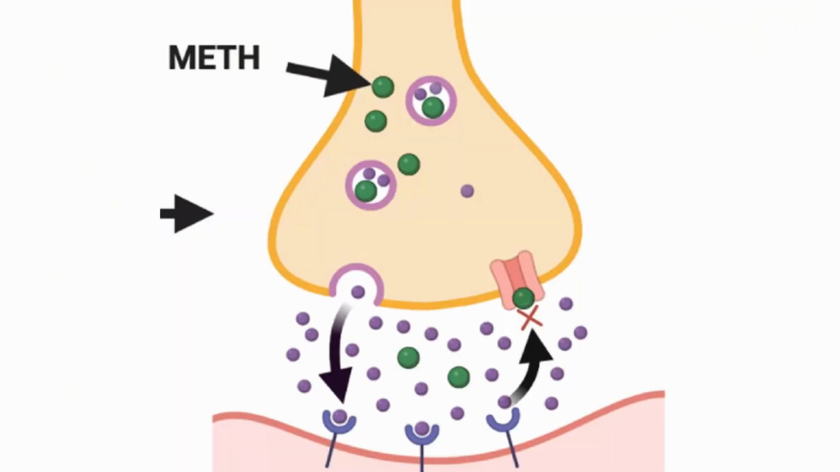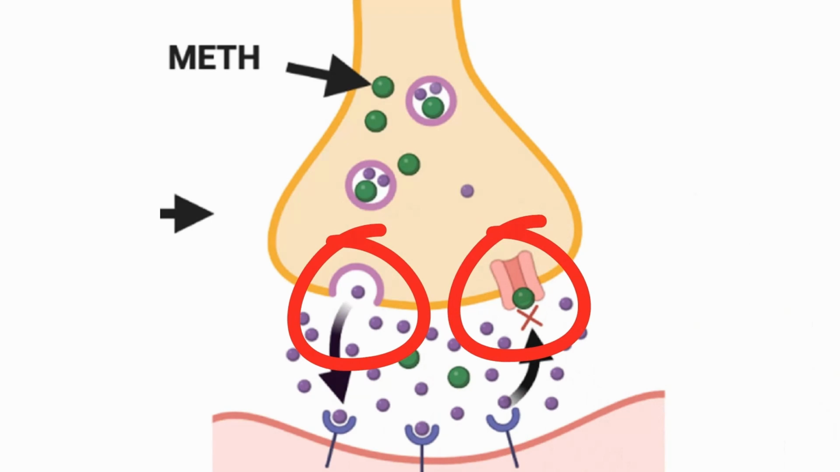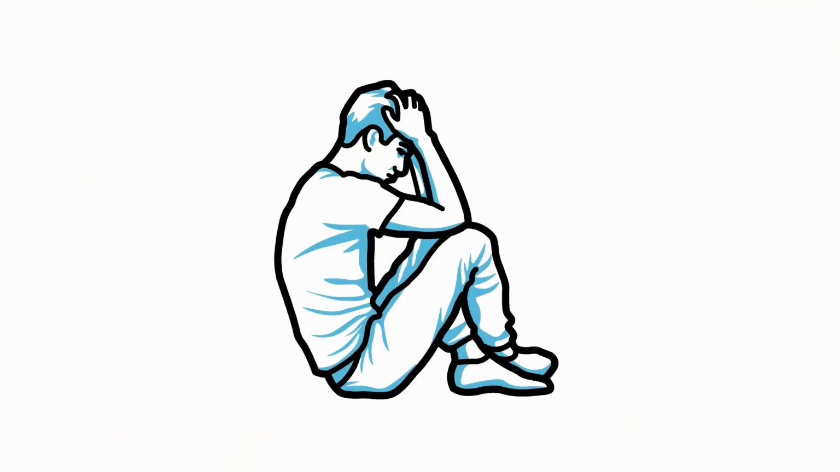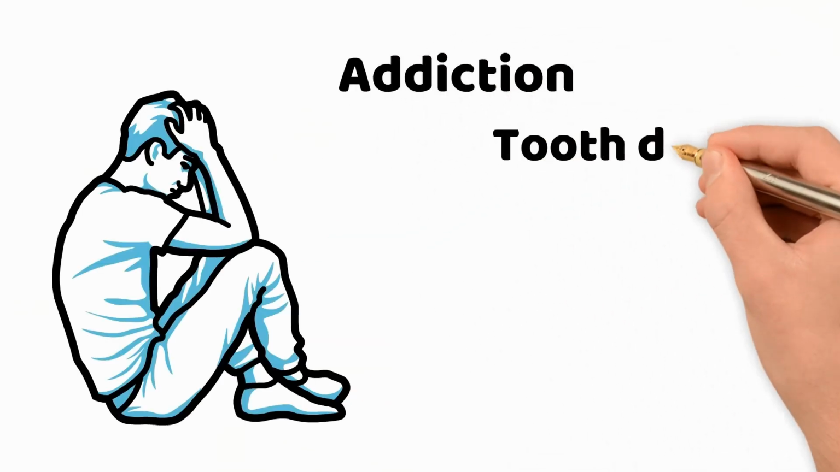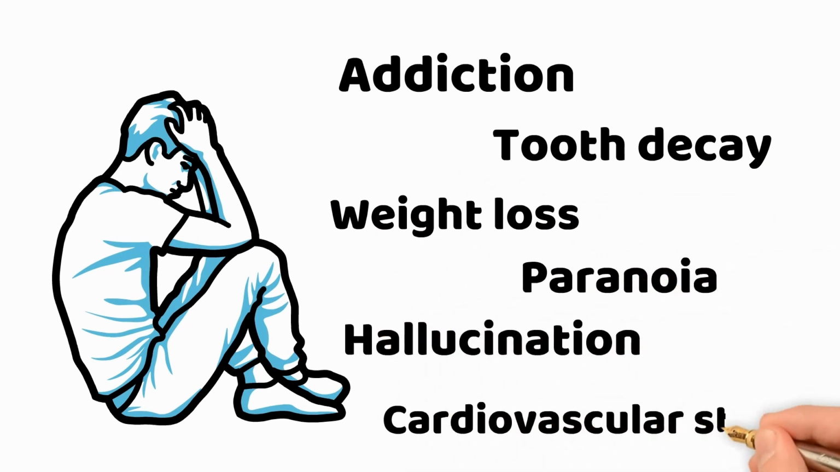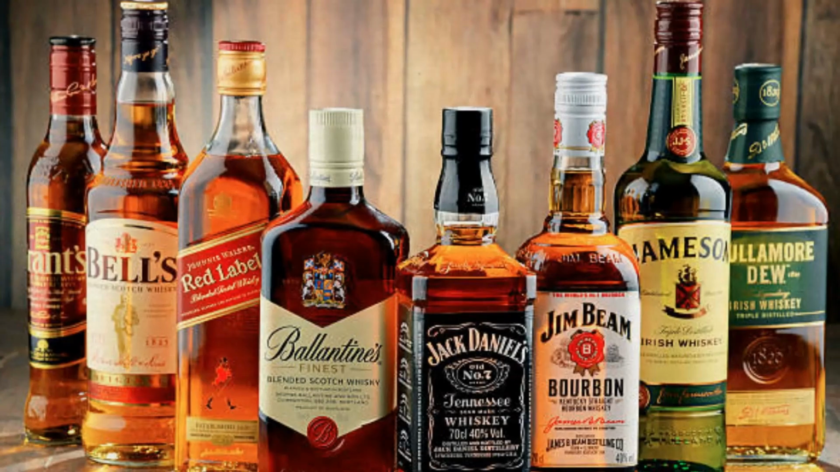It dramatically increases dopamine release and also blocks its reuptake, leading to powerful stimulation and feelings of confidence and energy. Over time, meth causes severe adverse effects including addiction, tooth decay, extreme weight loss, paranoia, hallucinations, and cardiovascular strain. Alcohol. Alcohol is taken orally in drinks like beer, wine, and spirits, and is quickly absorbed into the bloodstream.